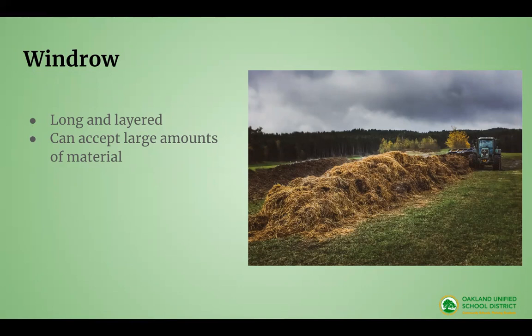Windrows are especially useful for composting larger woodier items, such as tree branches or fibrous plant stalks, which may overwhelm a smaller pile. This is a photo of a very large windrow and is a good example to understand their shape and size.